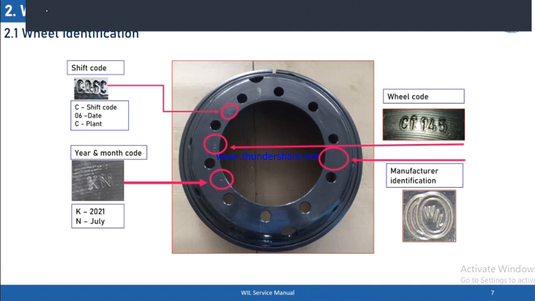From this we can identify the wheel code, and which year, month, date, shift and plant it was manufactured in. This is the basic wheel identification. Based on this, we can track everything with our backup records and documents.